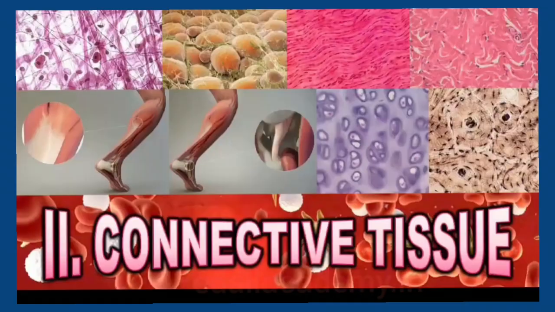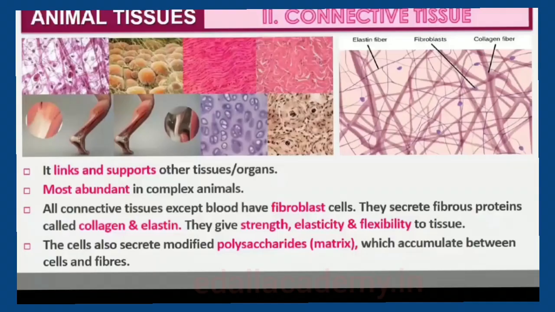7.1.2 Connective tissue. Connective tissues are most abundant and widely distributed in the body of complex animals. They are named connective tissues because of their special function of linking and supporting other tissues and organs of the body. They range from soft connective tissues to specialized types, which include cartilage, bone, adipose, and blood.